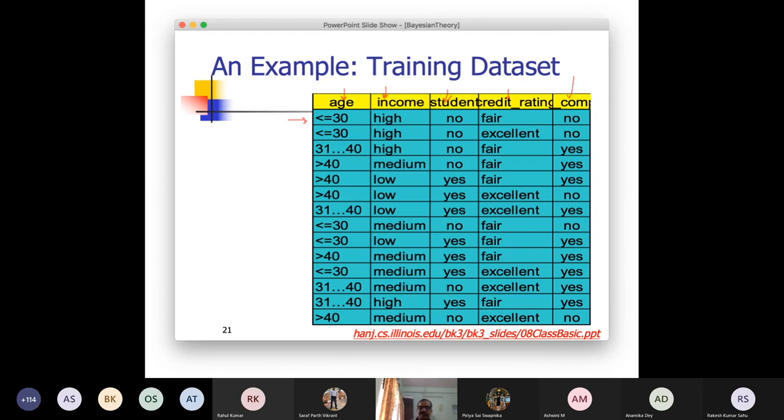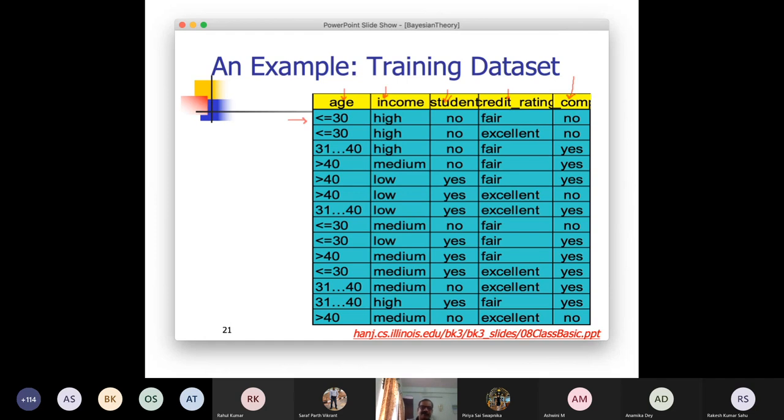given that, whether the person should be recommended for a loan for buying a computer, right? So this is a scenario. Suppose in a banking scenario, you are given this data, and your objective is that. So this is the data.